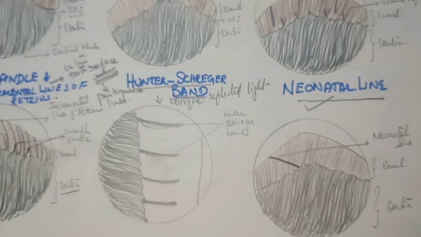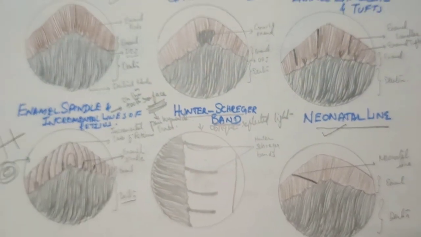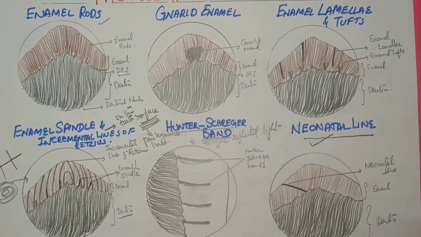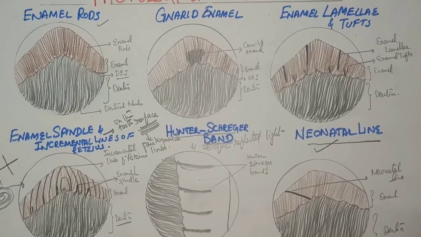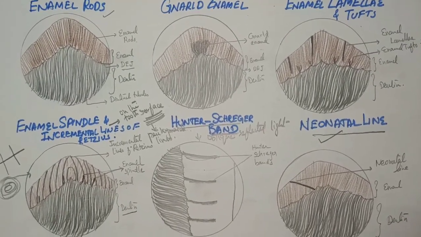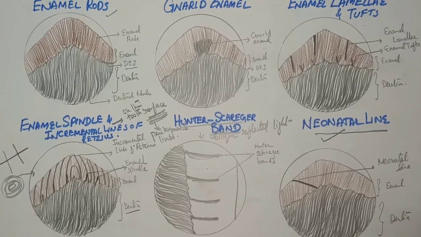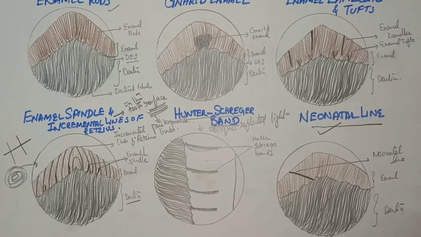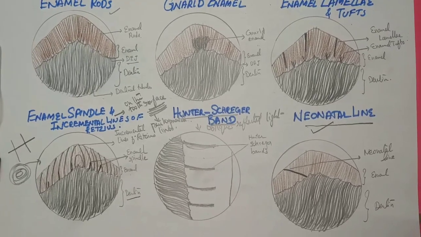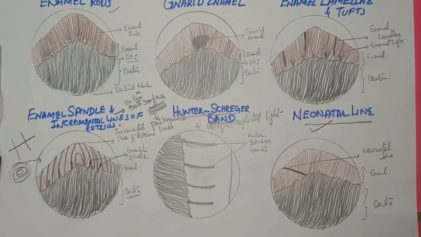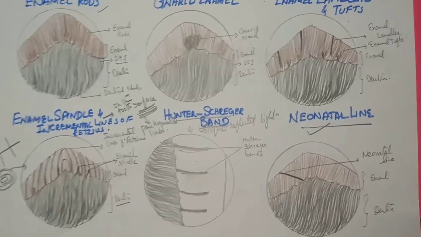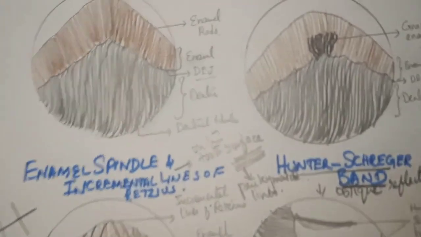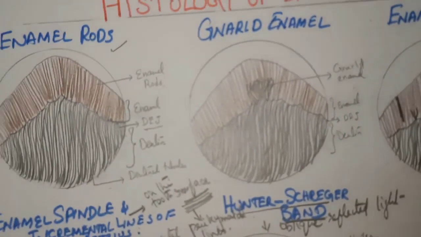So first, we discussed the histology of enamel today. I started with enamel rods. Next we moved on to the enamel, then enamel lamellae and tufts. Then the enamel spindles and incremental lines of Retzius. Then the Hunter-Schreger bands and neonatal line. So this is very important. They may ask it in essay theory, and it is also a must portion to be addressed in the practical exam. Okay, with this I conclude this video.